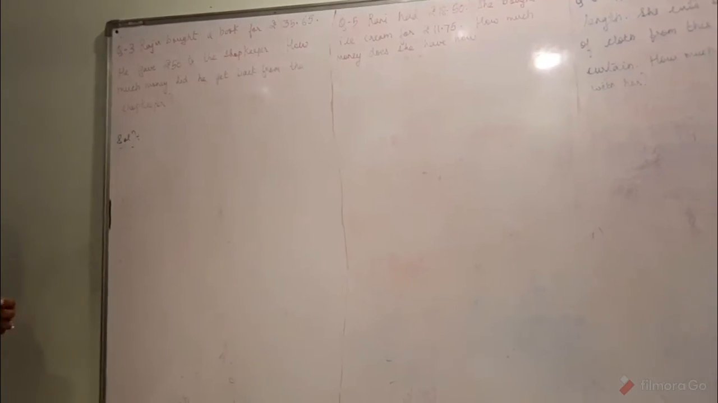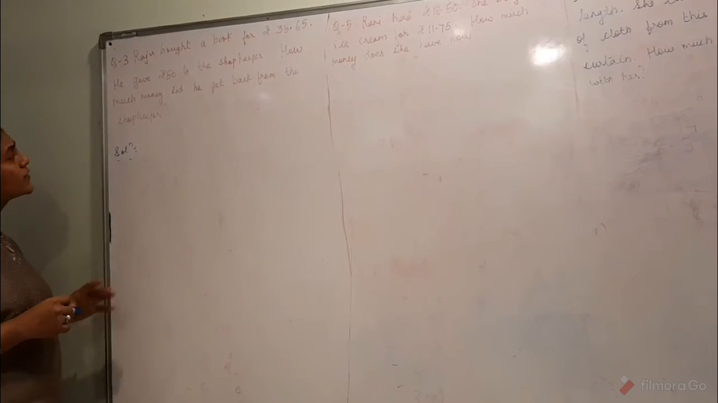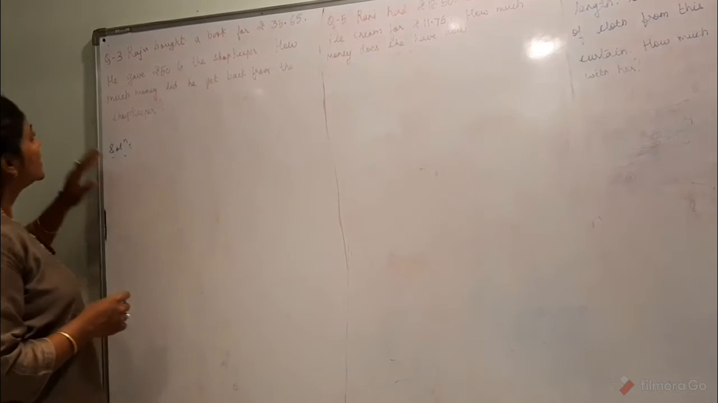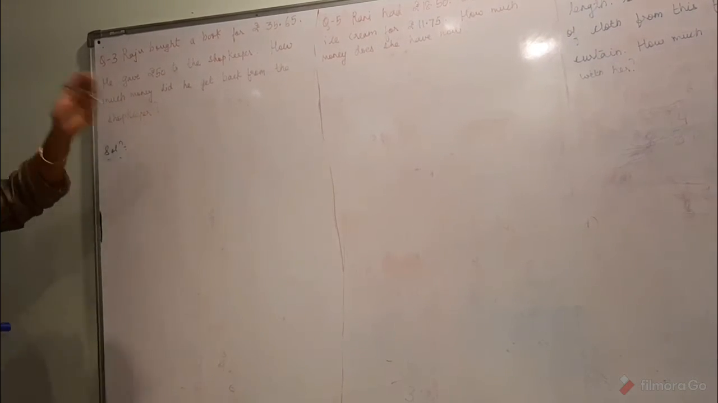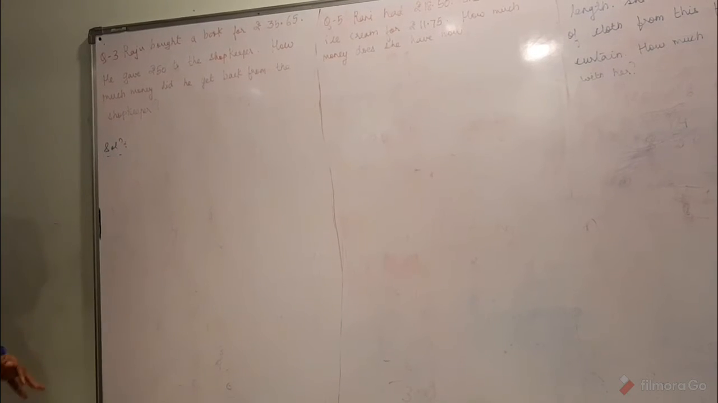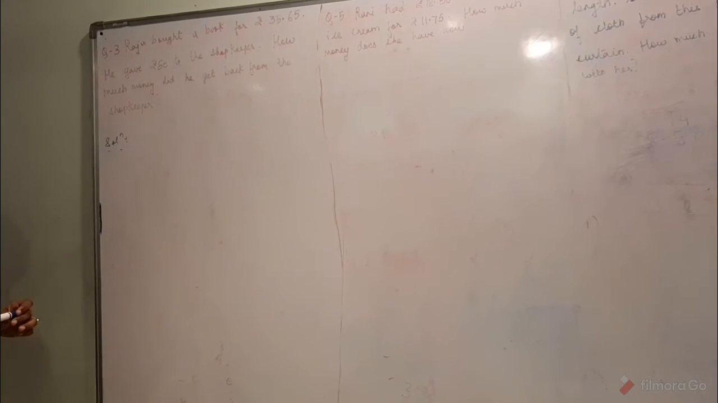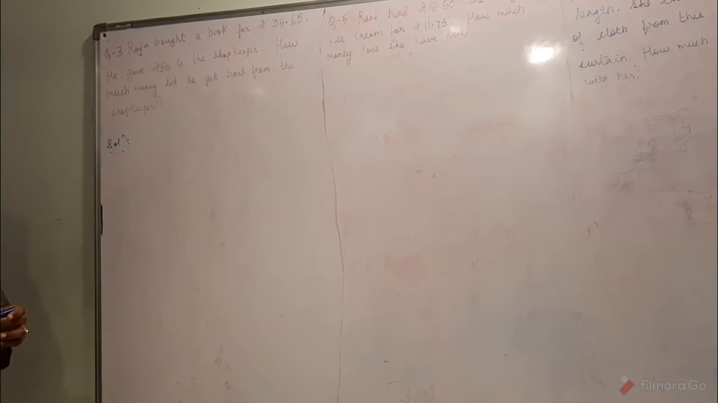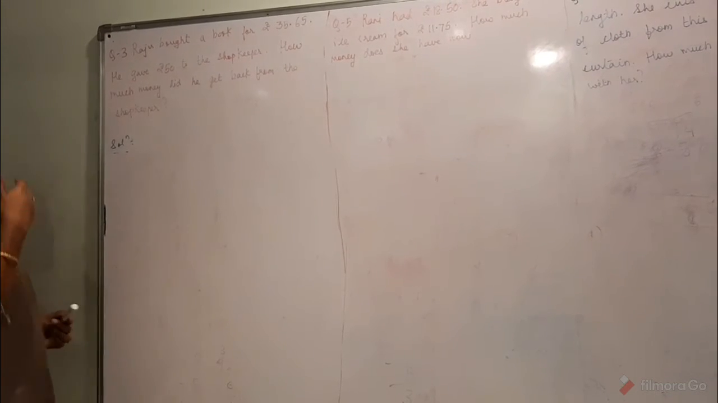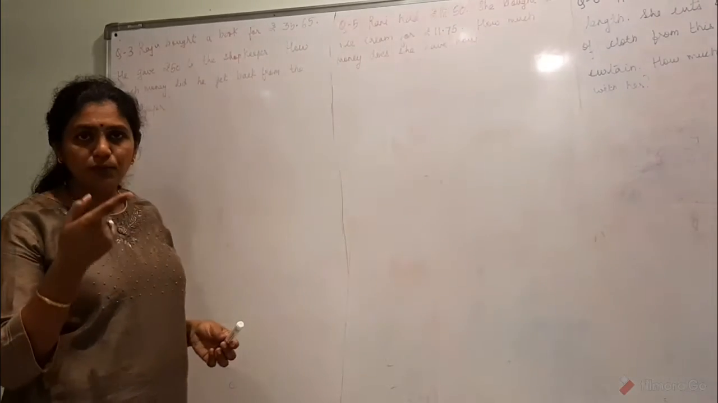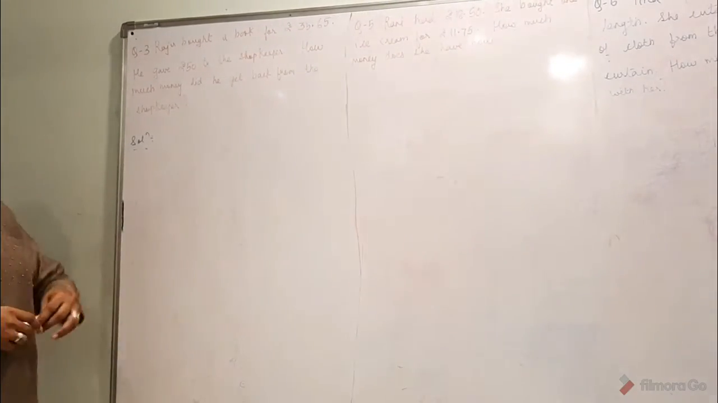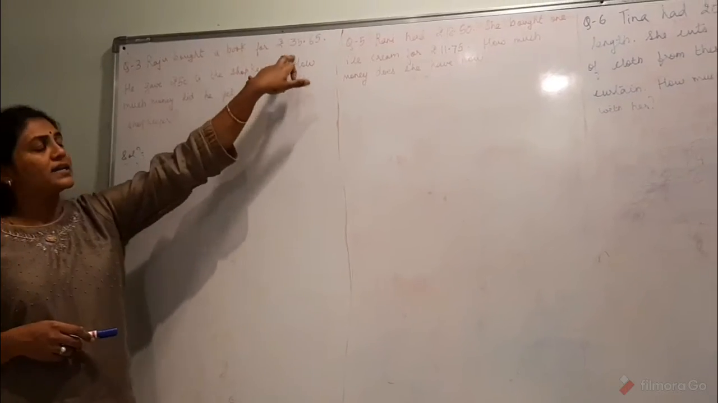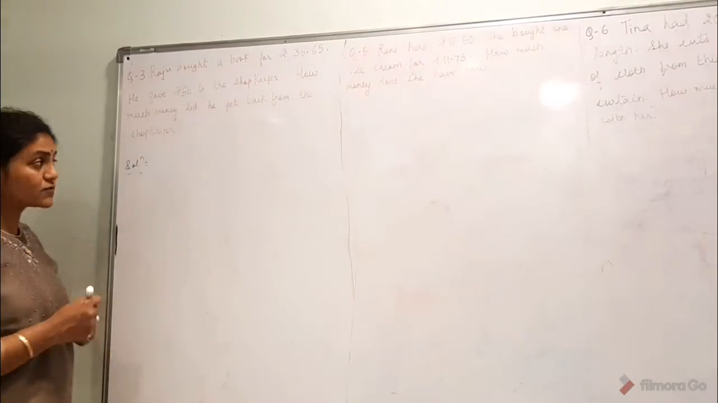Raju bought a book for rupees 35.65. He gave 50 rupees to the shopkeeper. How much money did he get back from the shopkeeper? So here a book cost was rupees 35.65. He gave only 50 rupees to the shopkeeper. So how much will he get? What you will do? This is 50 minus 35.65.